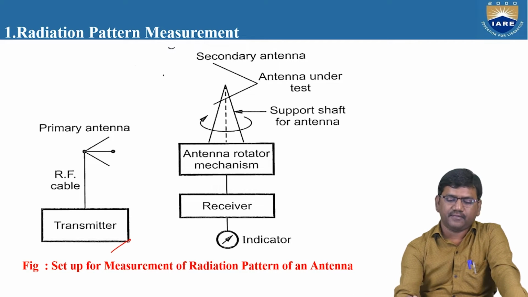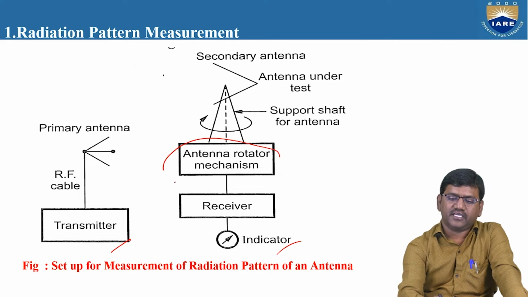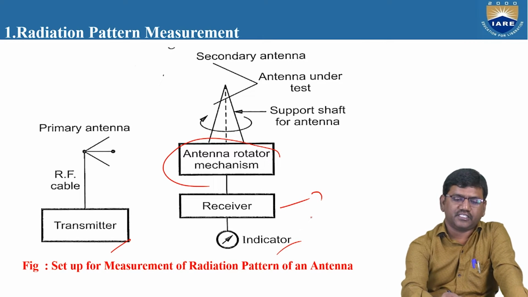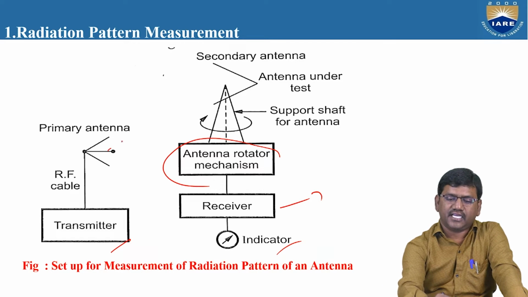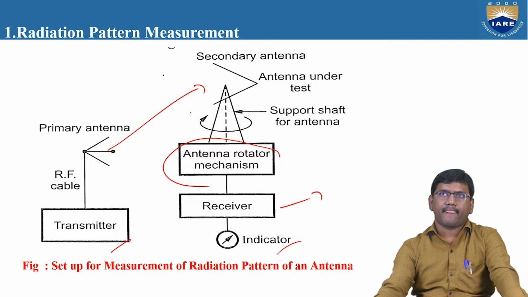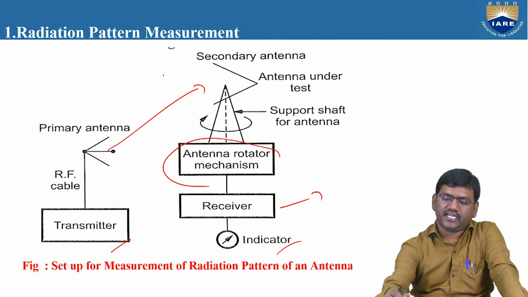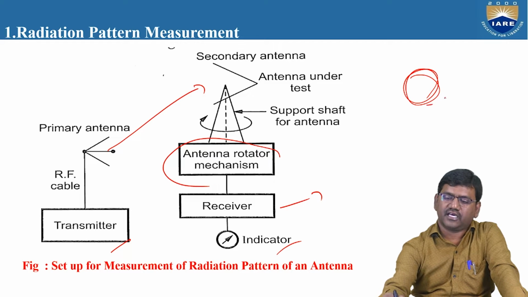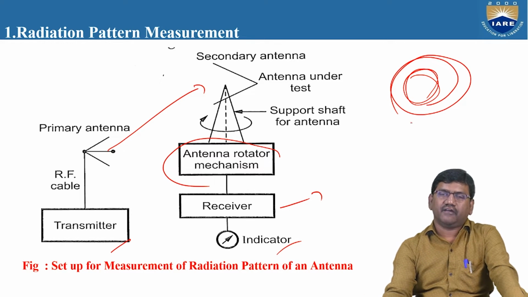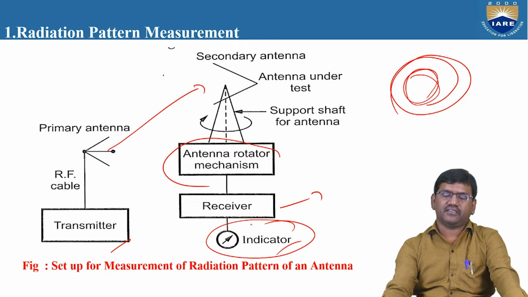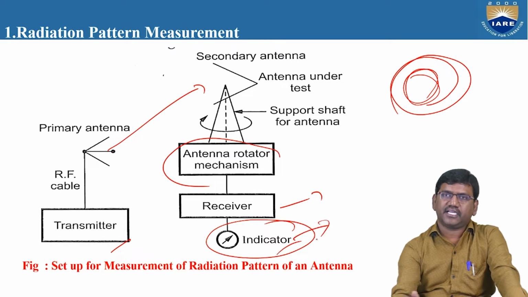There is a transmitter here, and here there is an indicator, and there is an antenna rotator mechanism, and here there is a receiver. In the first case, the primary antenna is sending the signal, and the secondary antenna is aimed towards the primary antenna, and there is an antenna rotator mechanism. We can rotate the antenna either in the clockwise direction or in the anti-clockwise direction. Whenever the antenna is rotating by means of the rotator mechanism, the field strength is recorded by this indicator.